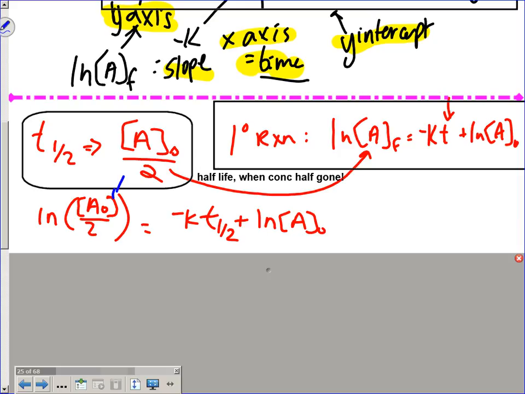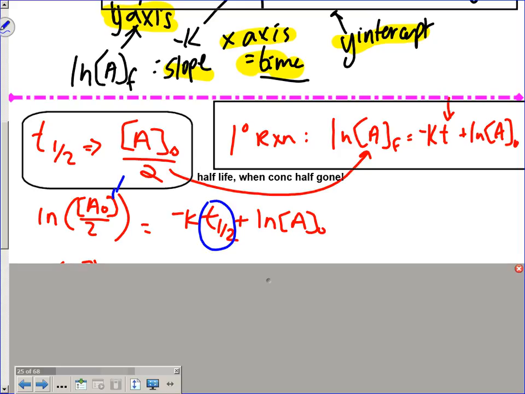How do I solve for T1/2? What would I have to do mathematically? Binky, tell me what I gotta do mathematically. But I don't have T, that's what I'm solving for. How do I solve for T though? Okay. What if I subtract ln's? What do I have to do with them? Alvin, go ahead and pick up from there.